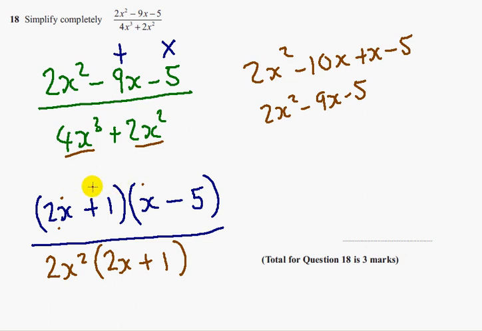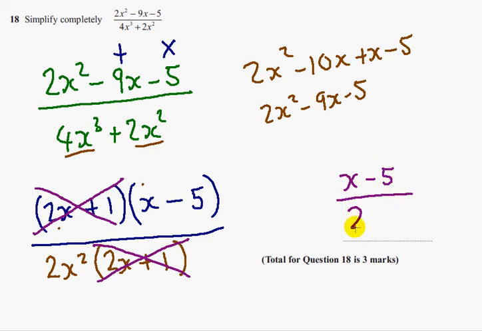Now this is saying this bracket here times by this bracket, divided by 2x squared times this bracket here. So if you're timesing by something then dividing by the same thing, you can cancel those out. So you can see here 2x plus 1 and 2x plus 1 in brackets. Okay, so I'm going to cancel those two out. And that's going to leave me with x minus 5 over 2x squared. I hope that wasn't too confusing for you, but that's the final answer.